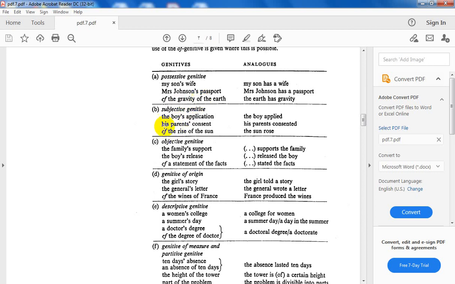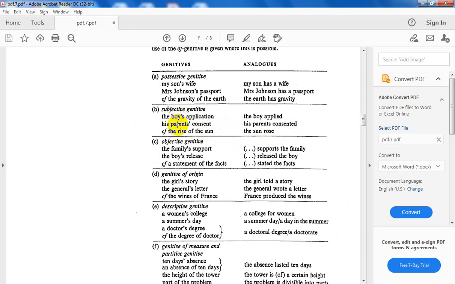The second meaning of genitive, it is what? Subjective genitive, in which the noun with the genitive becomes the subject of the analog. The boy's application does not mean that the boy has an application. No, it means the boy applied. His parents' consent. His parents consented. The rise of the sun. The sun rose.